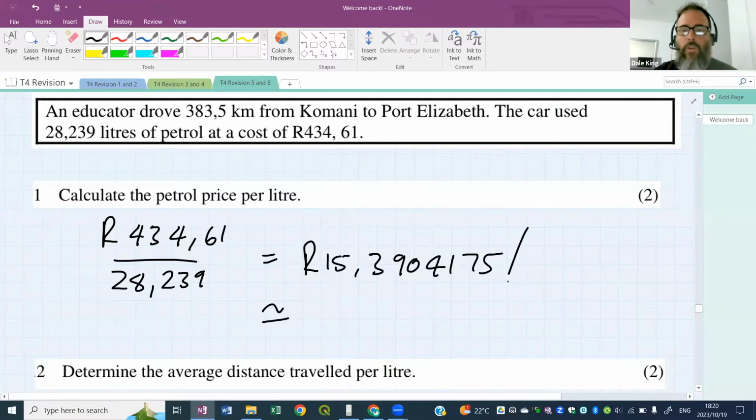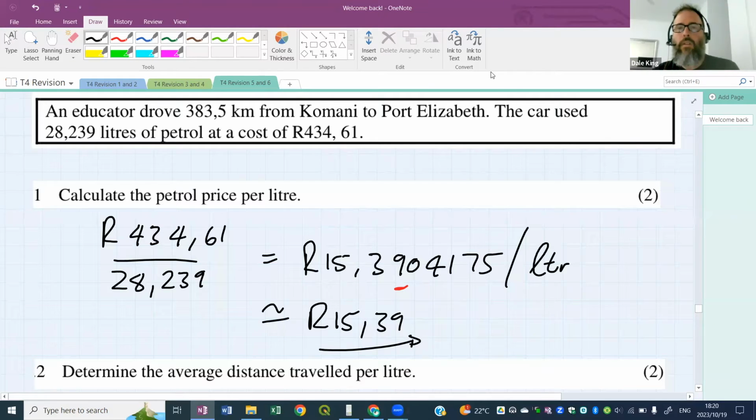Okay, and this is per liter. All right, so I'm going to round off to 2 decimal places now. I'm looking at the 9, the second decimal. Will it change? No, there's a 0 next to it. So we're just going to say 15.39. Now, just to stop and chat about this for a second.